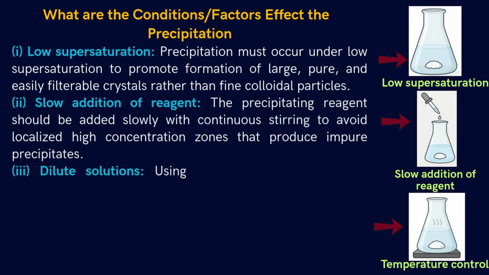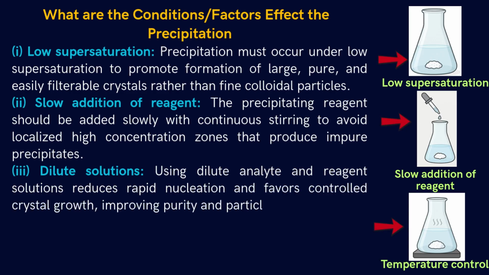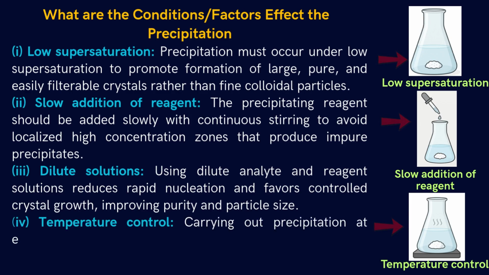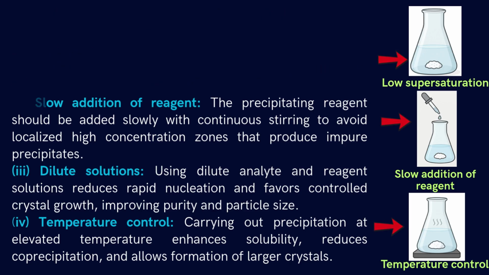Third one is dilute solutions. Using dilute analyte and reagent solutions reduces rapid nucleation and favors controlled crystal growth, improving purity and particle size. Fourth one is temperature control. Carrying out precipitation at elevated temperature enhances solubility, reduces co-precipitation, and allows formation of larger crystals.